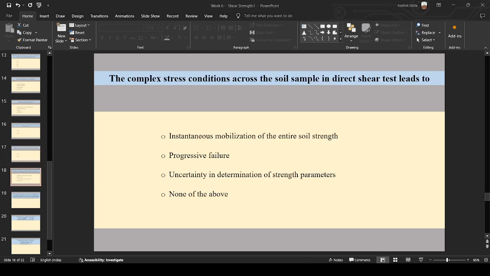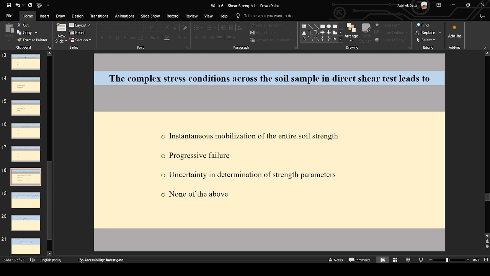The complex stress conditions across the soil sample in direct shear test leads to, the options are instantaneous mobilization of the entire soil strength. Option 2, progressive failure. Option 3, uncertainty in determination of strength parameters. Option 4, none of the above.